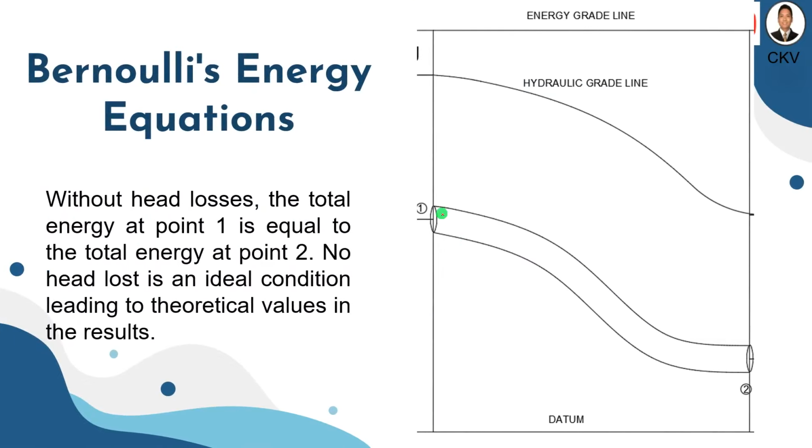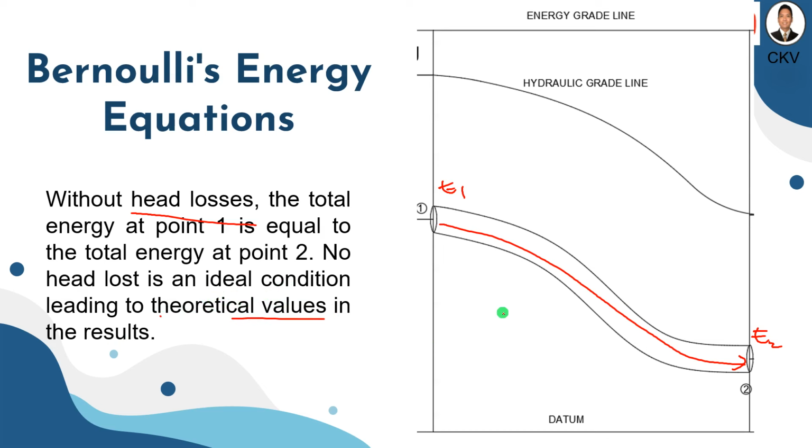Let's say in this figure we have a pipe where a liquid is flowing from point 1 going to point 2. So according to Bernoulli's energy equation, we will neglect the head losses. Usually these head losses are the friction in the pipe that may cause the reduction of energy from point 1 to point 2. So the total energy at point 1 is equal to the total energy at point 2. No head loss is the ideal condition leading to the theoretical values in the results.